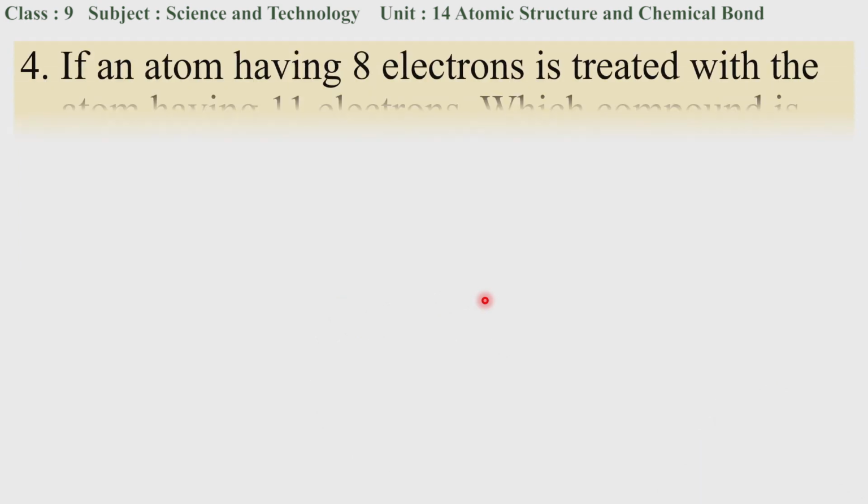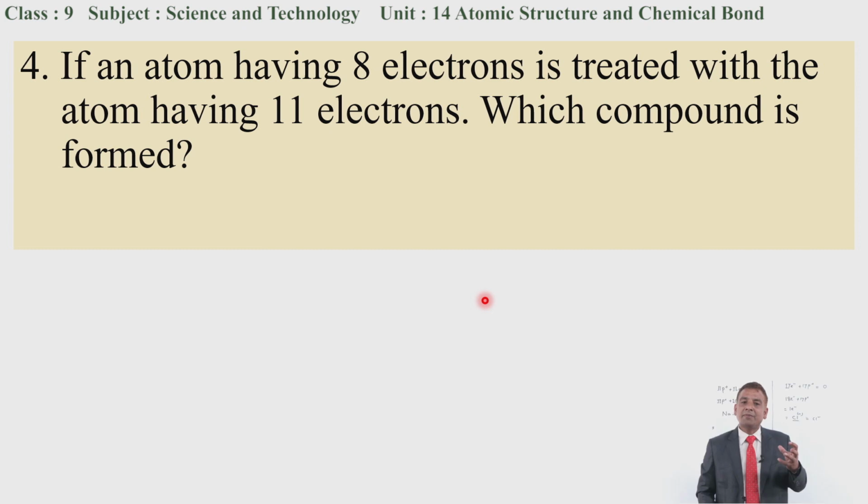By the same way, we have some questions: if an atom having 8 electrons is treated with the atom having 11 electrons, what is the atom that consists of 8 electrons? Yes, oxygen. And it is being treated with the atom which has a total of 11 electrons. That means the 11 electron atom is sodium. So here the reaction between sodium and oxygen takes place. So which compound is formed when sodium reacts with oxygen? Obviously it forms sodium oxide, that is Na2O, the molecular formula of sodium oxide.